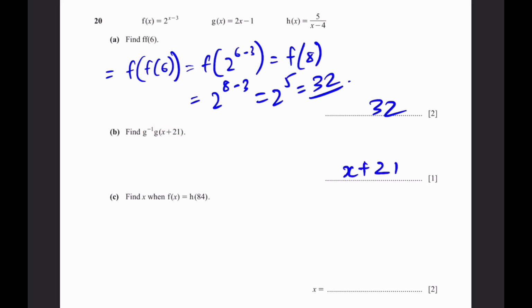Even if you found the inverse function and did both of these, at the end you will get x plus 21. And that's why they made this rule, so that you can save a lot of time and energy.